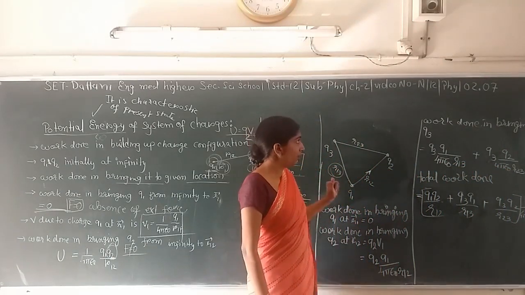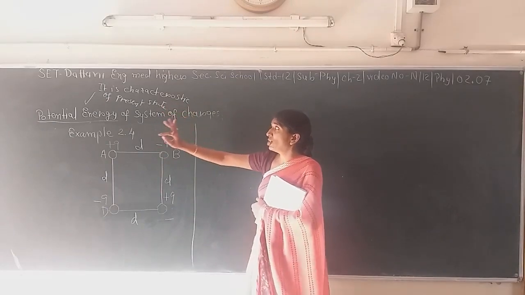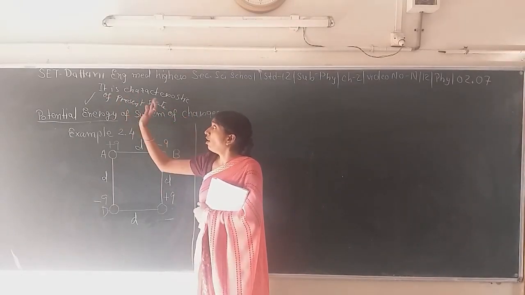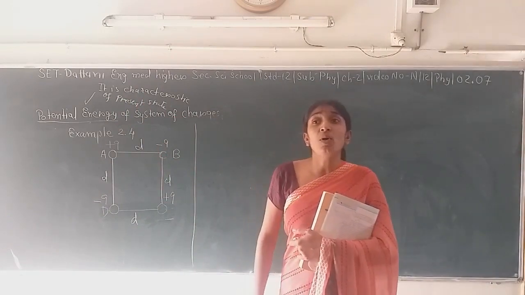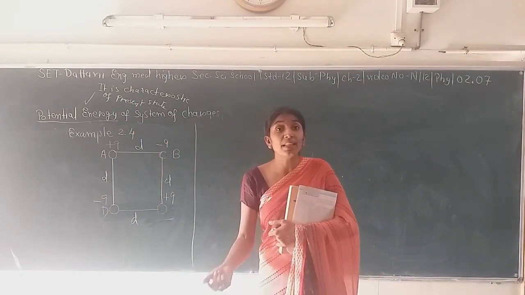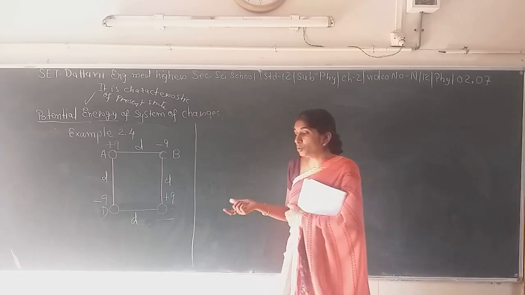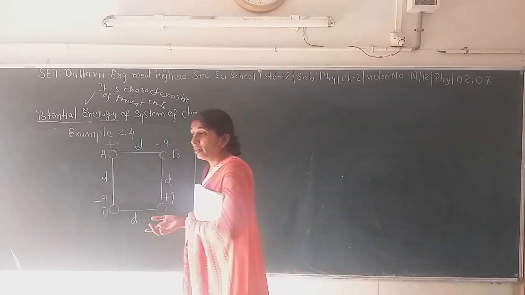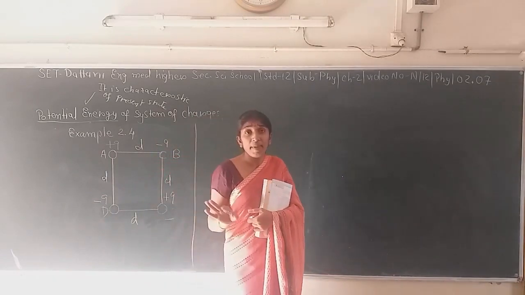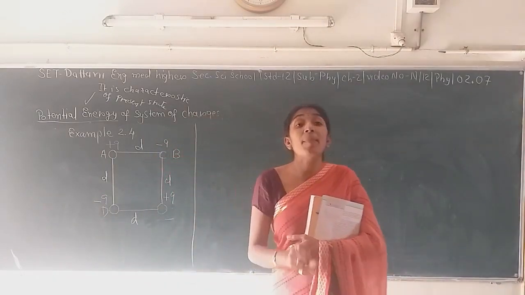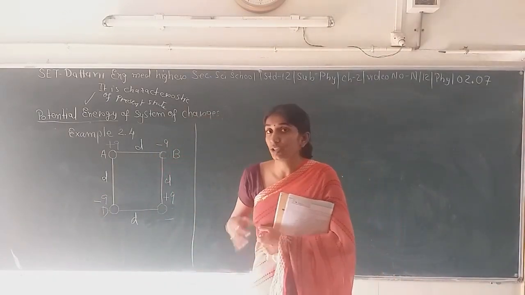So that's all. Now, potential energy is a characteristic of the present state. That means it does not depend on which path the charge has followed or which way a path was better or anything like that. It does not depend on the history, but it depends on the current configuration.